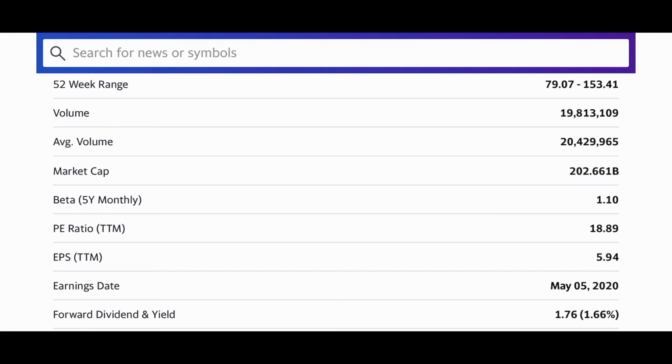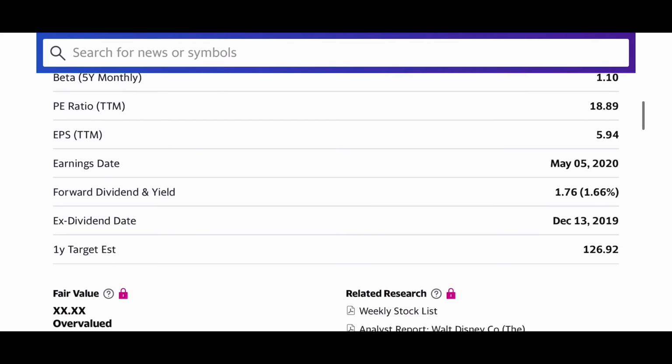We're looking down here for the dividend yield. So we're looking at volume, market cap, and if you keep going all the way down, you're going to pass the earnings date, and then you're going to get to forward dividend and yield. So if you look at this right here, it says that they give $1.76, and then the yield is going to be 1.66%. The $1.76 is going to be paid out semi-annually. So if you divide that by 2, you'll know what you're going to get every 6 months as your dividend. That right there sums it up.